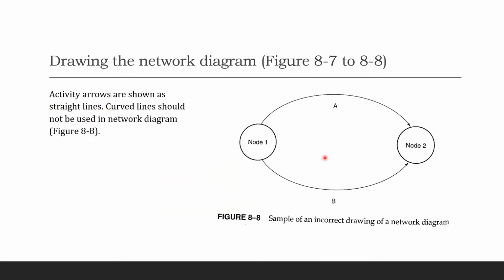Now, continuing. Here is a sample of an incorrect drawing. What is incorrect? Let's take a look at it. Activity arrows should be shown as straight lines. Curved lines, as you see in this diagram, should not be used in a network diagram. You can't draw like this.